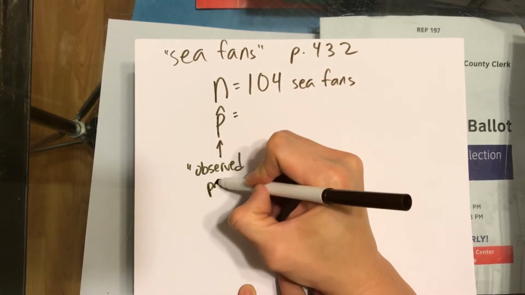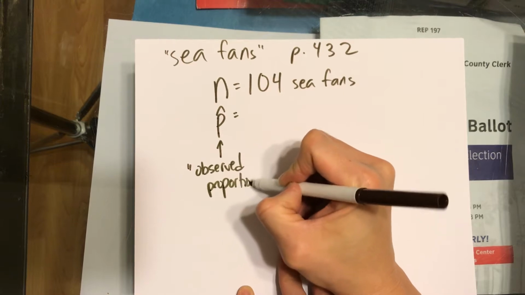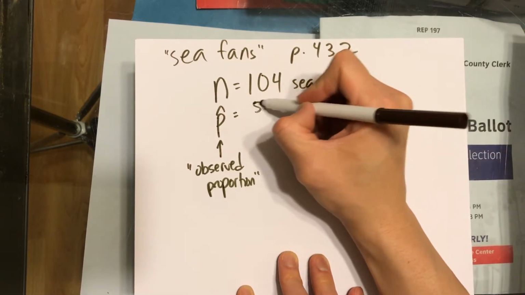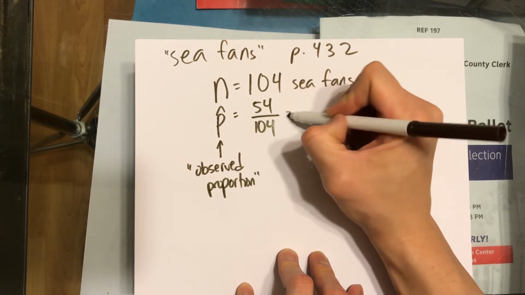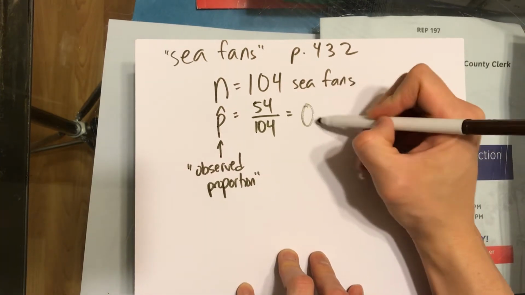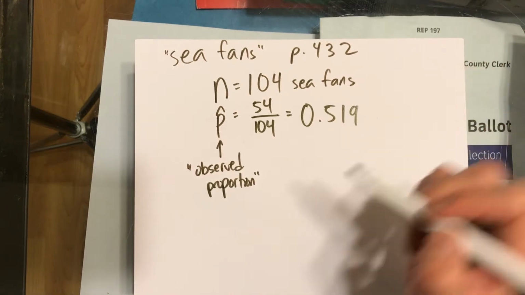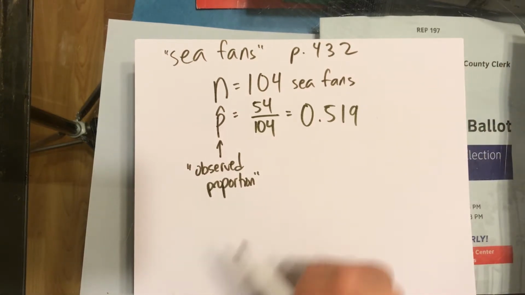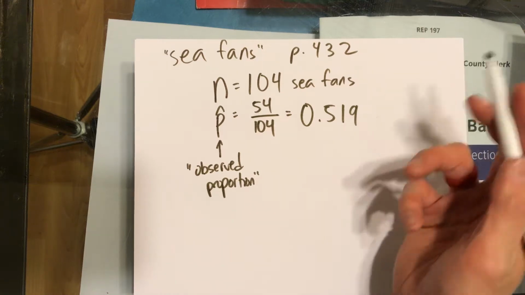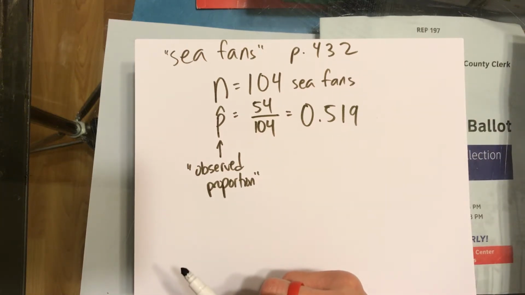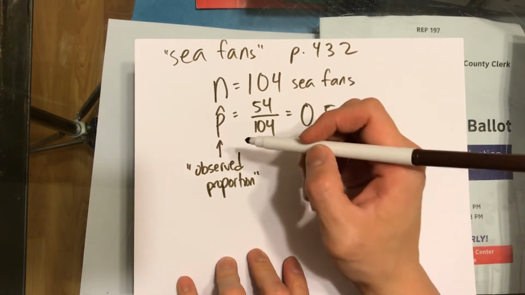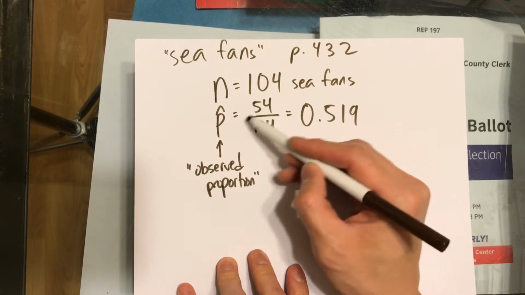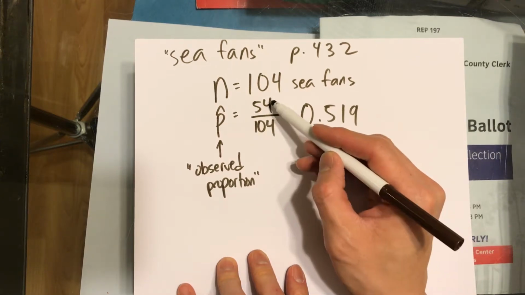observed proportion, is 54 out of 104, which comes out to approximately 0.519. So I'm just going over the example in the textbook, so feel free to pause this anytime and follow along in your textbook on page 432. So this is a sample proportion, right? We took a sample of 104 and out of the 104, 54.